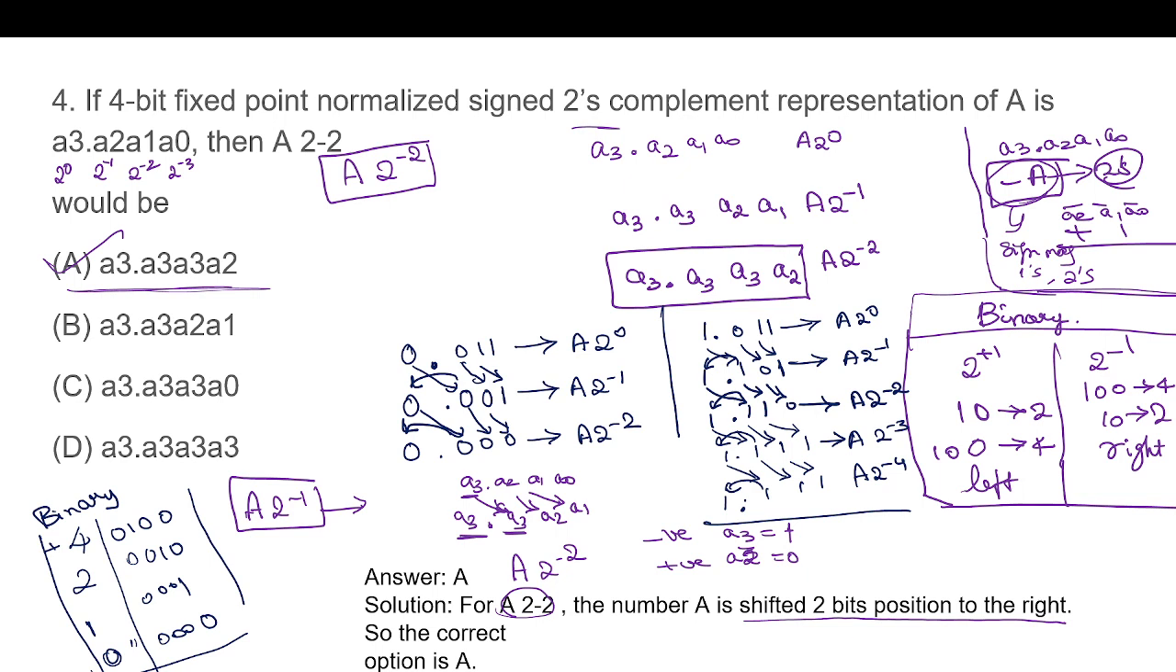So, the sign bit will be fixed, so we won't change. This will be complement. This will be again complement. A0 will be complement. This term alone you have to perform one addition separately with 1, if you are taking 2's complement.